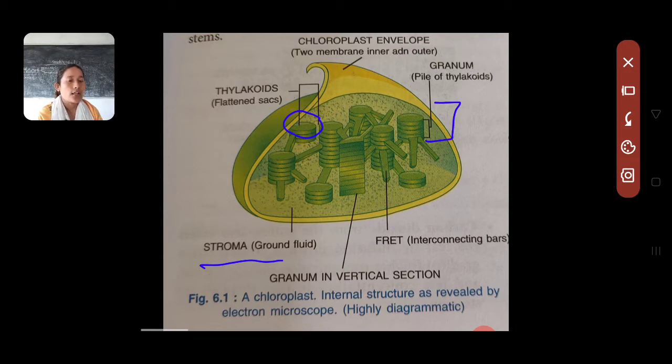Keep this in mind. In multiple type questions, sometimes a one word answer is asked from this particular topic. Where does light dependent photosynthesis take place in chloroplast? It takes place in thylakoid, and dark phase takes place in stroma. Why thylakoid? Because the wall of the thylakoid has chlorophyll, and chlorophyll is the one responsible for trapping sunlight, so it takes place in thylakoid.